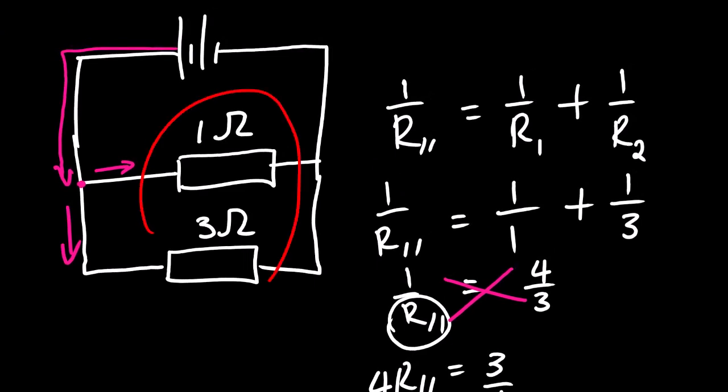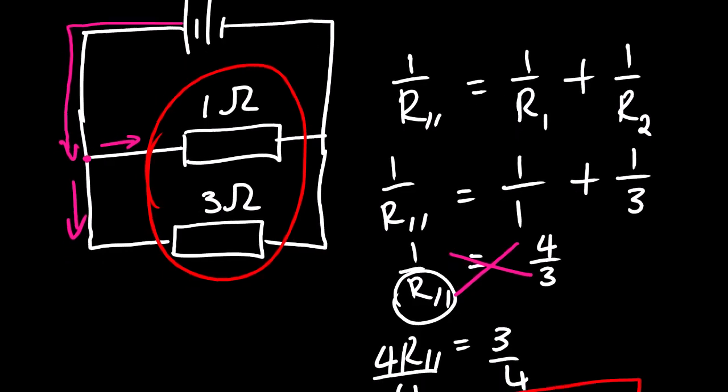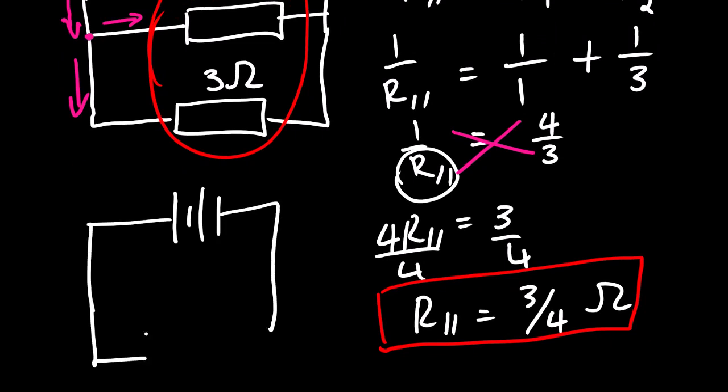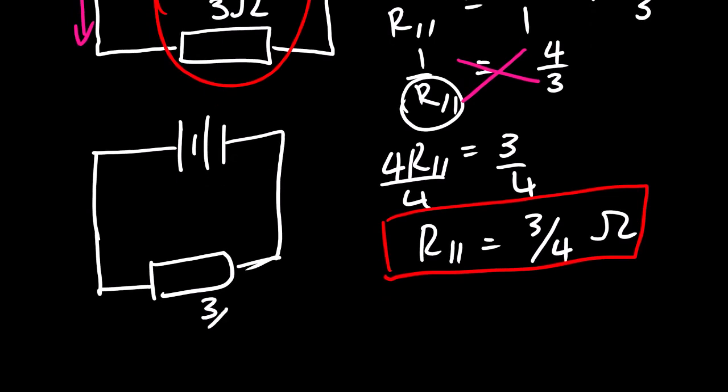Basically, we are simply reducing this or combining the two resistances. So if you want to draw a new circuit, we can draw it like this. We no longer have a parallel connection, and then this one will be 3 over 4 ohms. So basically, we are trying to reduce the number of resistances.